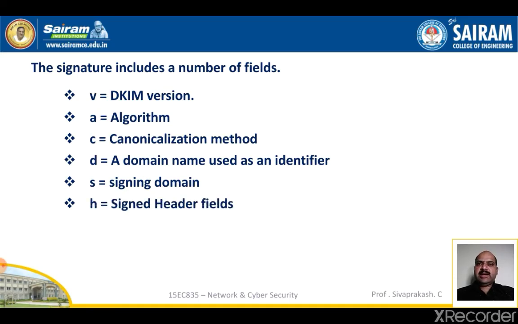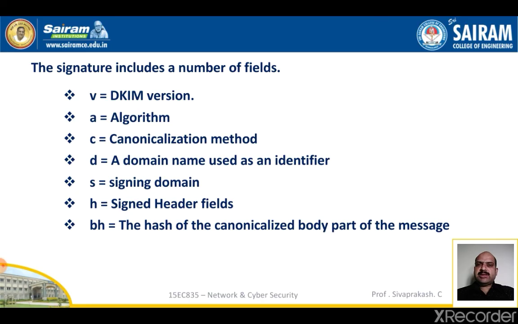Next is the signed header field, H, a colon-separated list of header field names that identify the header fields presented to the signing algorithm. Then BH is the hash of the canonicalized body part of the message. This provides additional information for diagnosing signature verification failure. The last one, B, is the signature data in base64 format, also called radix-64 format. This is the encrypted hash code.